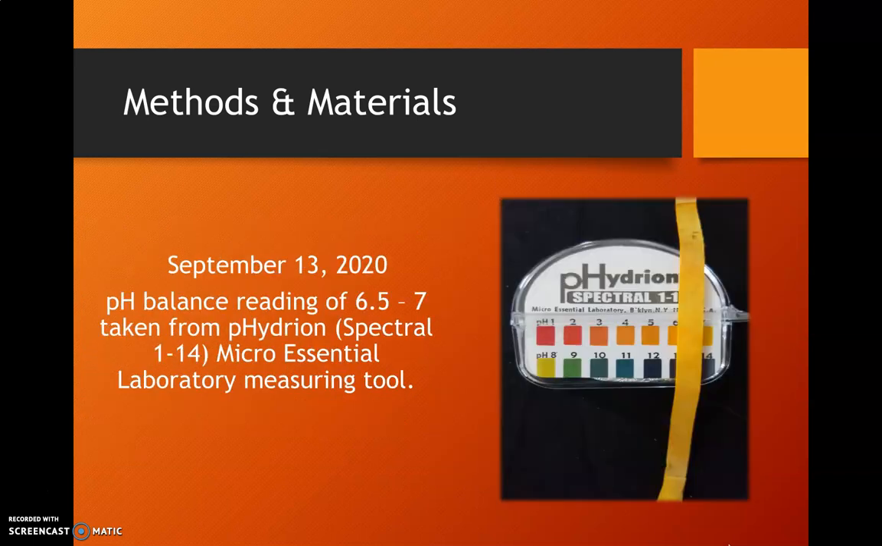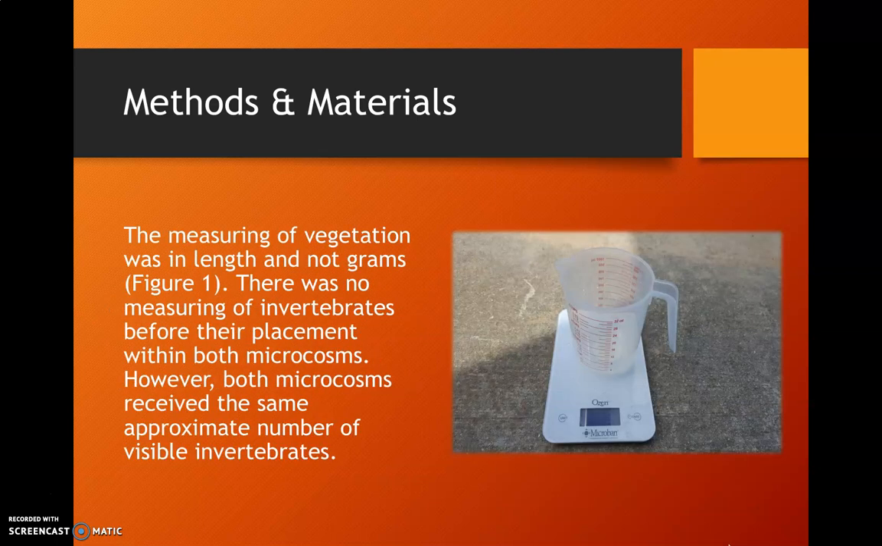September 13, 2020. A pH balance reading of 6.5 through 7 was taken by a micro-essential laboratory measuring tool for pH balance. The measuring of vegetation was in length and not grams. There was no measuring of invertebrates before their placement within both microcosms. However, both microcosms received the same approximate number of visible invertebrates.